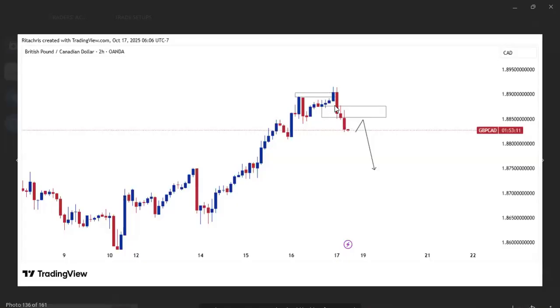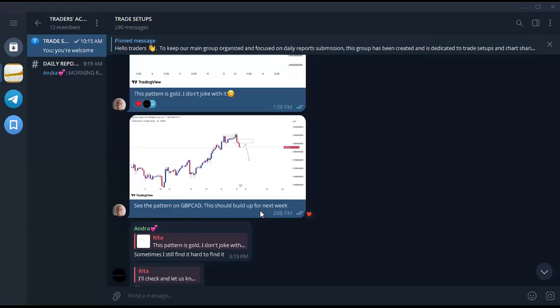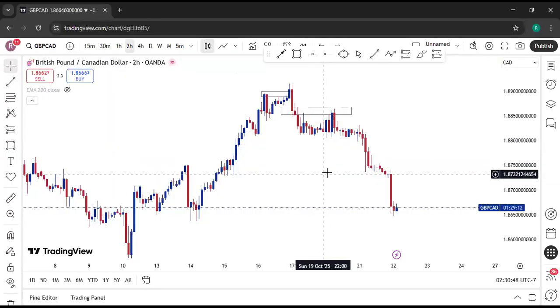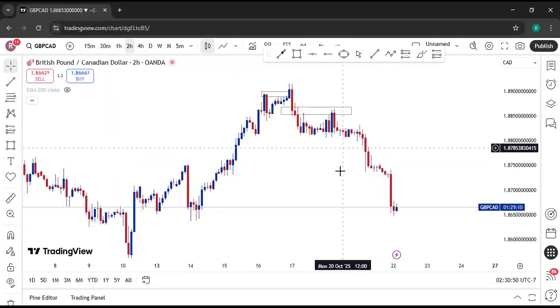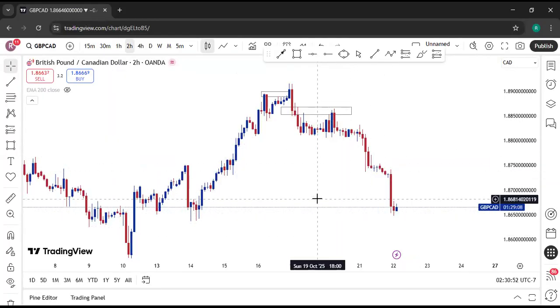So I was looking at a pullback before a further drop on the downside on GBPCAD. And this was on Friday. So if you look at it, you say, I see the pattern on GBPCAD. This should build up for next week. Price was already getting close to the close of the week, and I informed them that we should be expecting a sell on GBPCAD. So this is exactly how far it has gone in the week. Today is Wednesday, and it has really delivered so nicely.